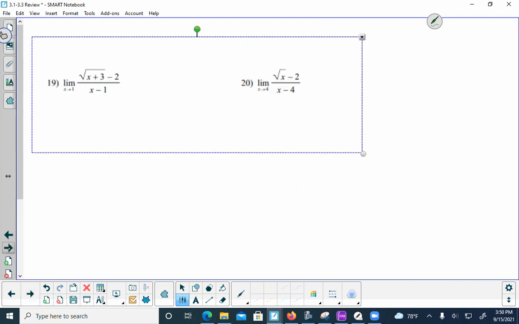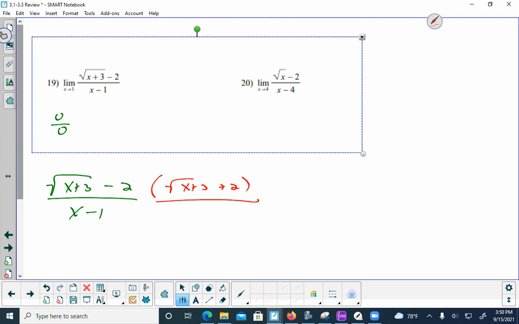Okay, the last one is rationalizing. So these ones I'm going to rationalize. If I put in 1, I'm going to get 0 over 0 because I'll have the square root of 4, which is 2. 2 minus 2 is 0. So I am going to rationalize. I have the square root of x plus 3 minus 2 over x minus 1. I'm going to multiply by the conjugate, so the square root of x plus 3 plus 2, over the square root of x plus 3 plus 2.